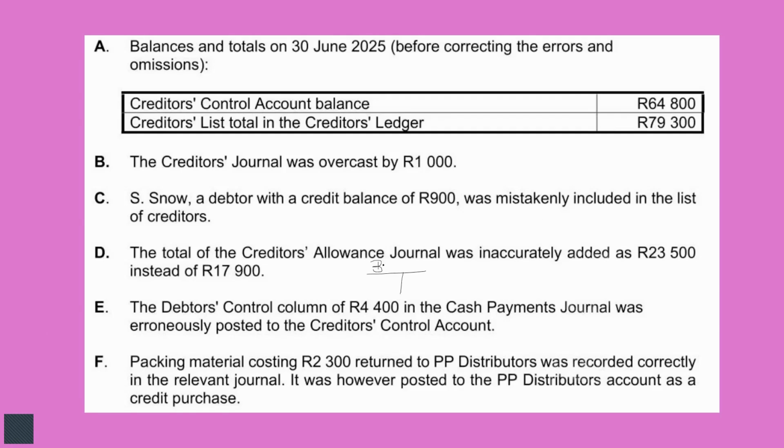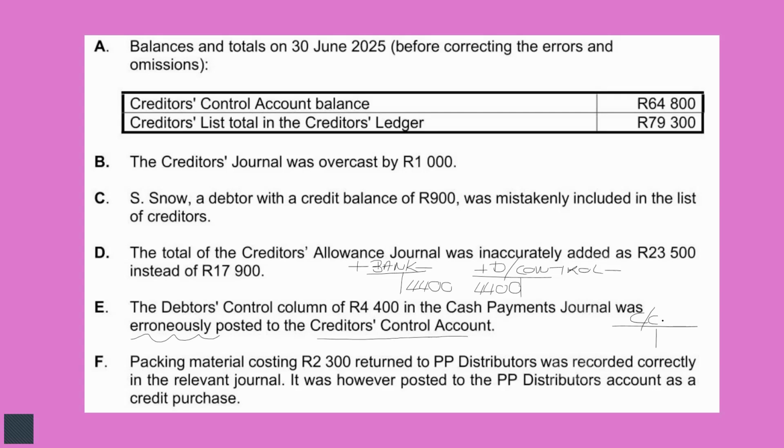A cash payments journal affects which account? Your bank and your debtor in this case, your debtors control, both of which are assets. They're both plus minus accounts, A and L, right? So if it's the cash payments journal, we are assuming correctly that our bank must decrease or be credited with 4,400 Rand, which means we should have debited or increased our debtors control account. But that's not what actually happened. They said this was erroneously posted to the creditors control account.